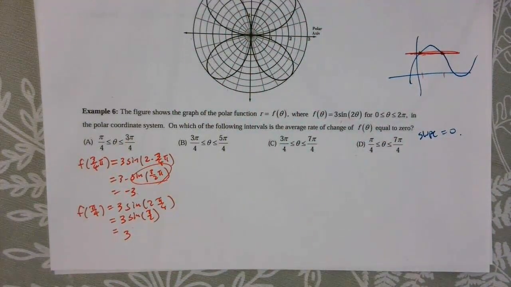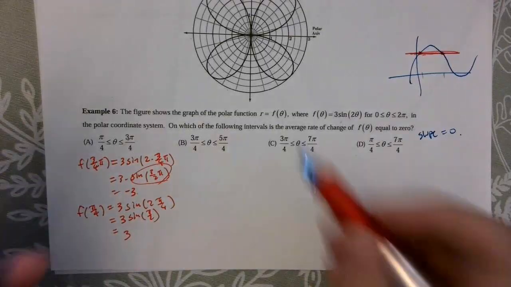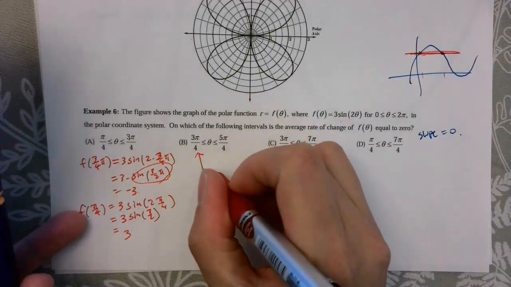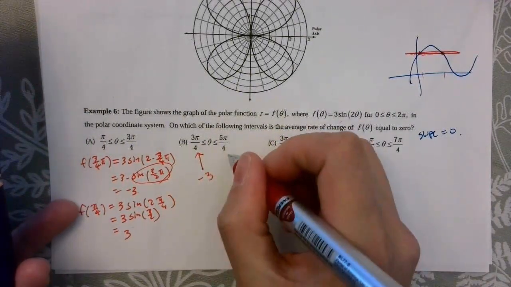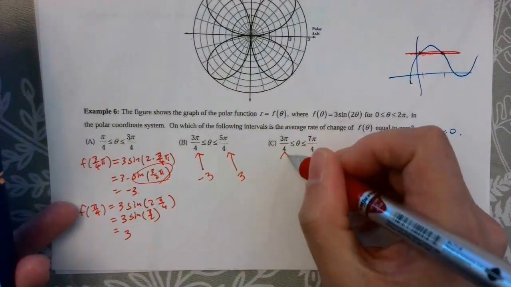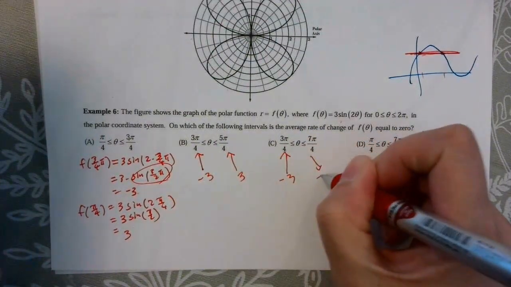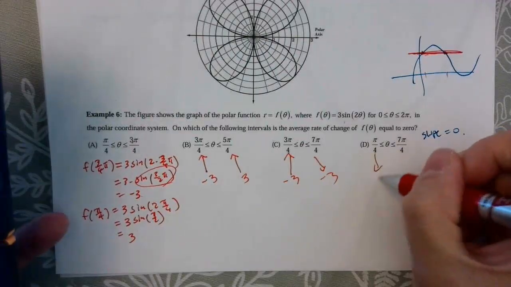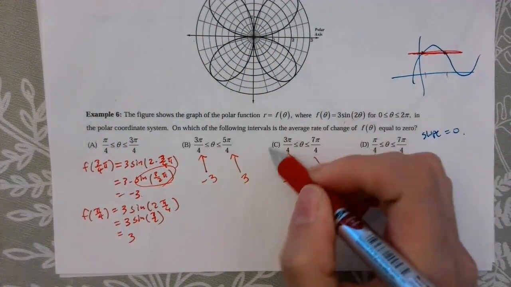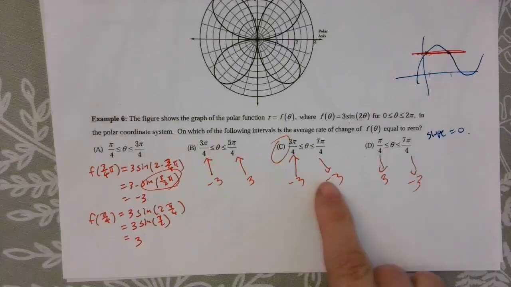Okay, so that's what you're going to do on all of these and find which one gives you 0. For the sake of time, I'm just going to tell you what it is. When you plug 3/4 in, you got -3. That's 3. That's -3. That's -3. That's 3. That's -3. So I'm looking for C, where the outputs are the same.